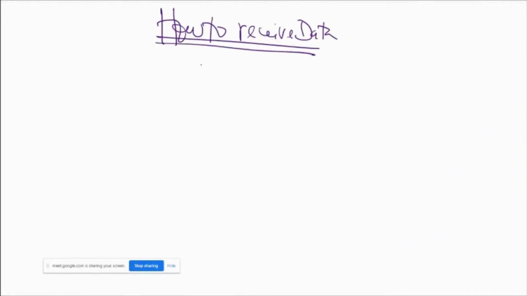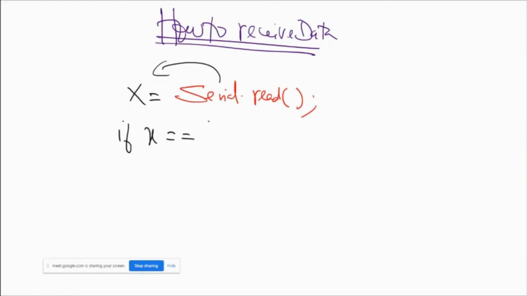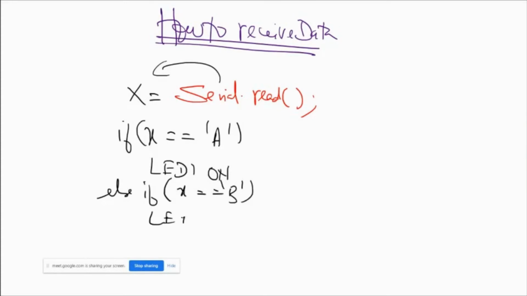How to receive data? The command for receiving data is the Serial.read function. Serial.read will always return a value that I will assign to some variable, x = Serial.read(). Okay, because the read function always returns a value, that value I assign to a variable. And then you take a decision based on the value of x. If x is equal to, say, capital A, turn LED 1 on. Else if x equals B, turn LED 1 off. So on and so forth. Likewise, you can fill it up.